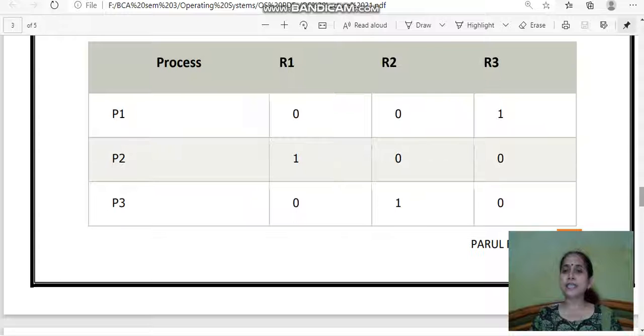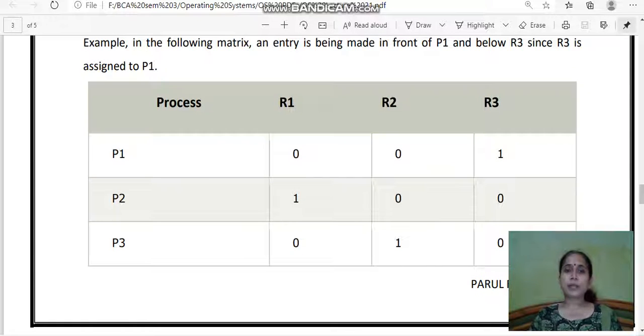You can see this is the assignment matrix, which we also call the allocation matrix. P1 is allocated the resource R3, P2 is allocated R1 and P3 is allocated R2.